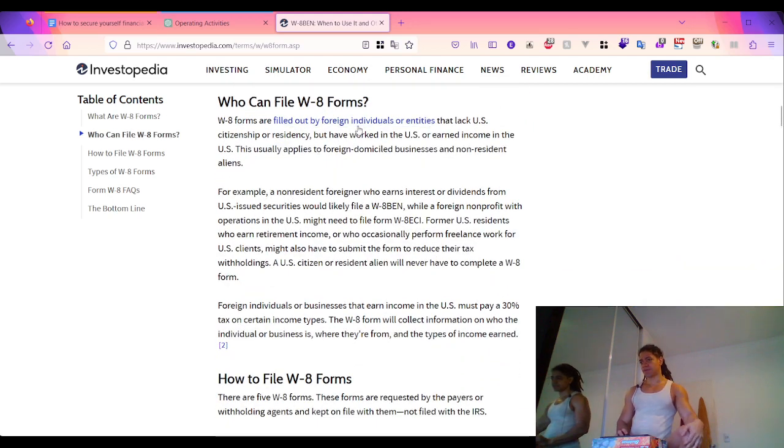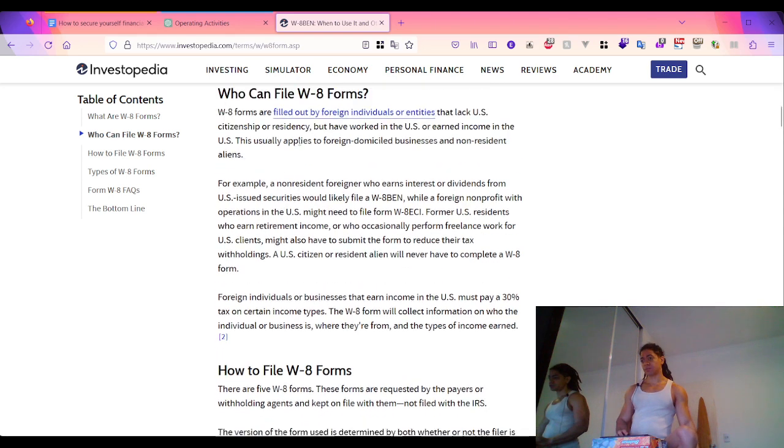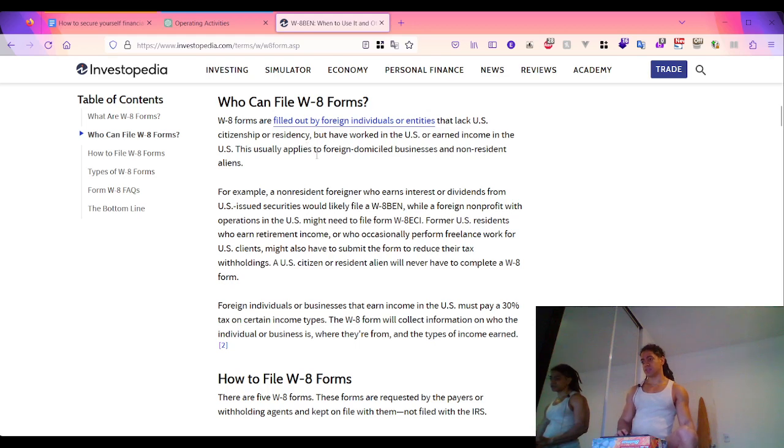They are filled out by foreign individuals or entities that lack U.S. citizenship or residency, but have work in the U.S. or earn income in the U.S. This usually applies to foreign domiciled businesses and non-resident aliens. For example, a non-resident foreigner who earns interest or dividends from U.S. issued securities will likely file a W-8BEN, while a foreign nonprofit with operations in the U.S. might need to file Form W-8ECI.